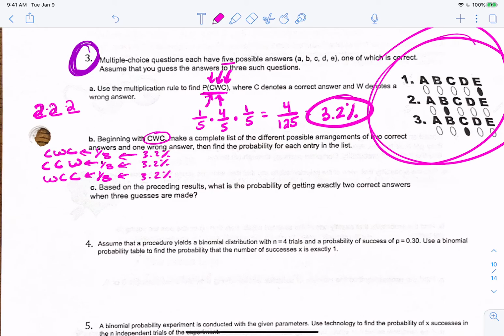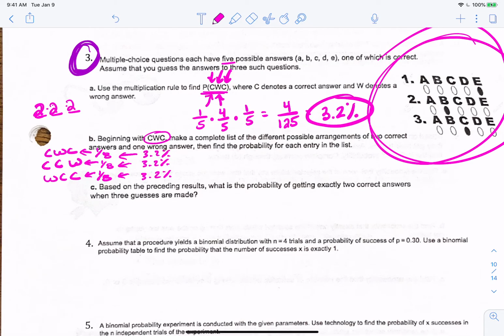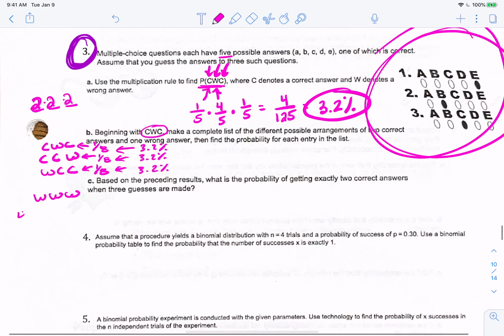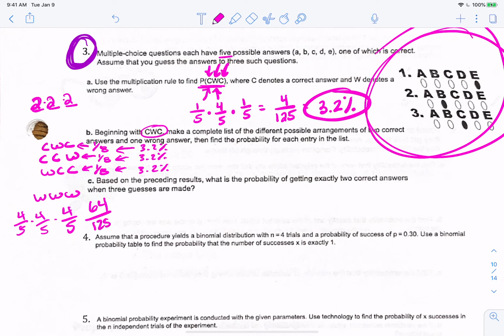Okay, now, one of the other 8 combinations, I'm going to talk to you about this real quick, is a wrong, wrong, wrong. Okay, a wrong, wrong, wrong does not have a 3.2% chance of happening, right? Wrong, wrong, wrong would be 4/5 times 4/5 times 4/5, right? Yeah. Which would be 64/125, yeah? So that has a higher chance of occurring in this table according to that, yeah? 51.2. So there's a 51.2% chance that I'm going to get a wrong, wrong, wrong. Okay. Does that make sense?